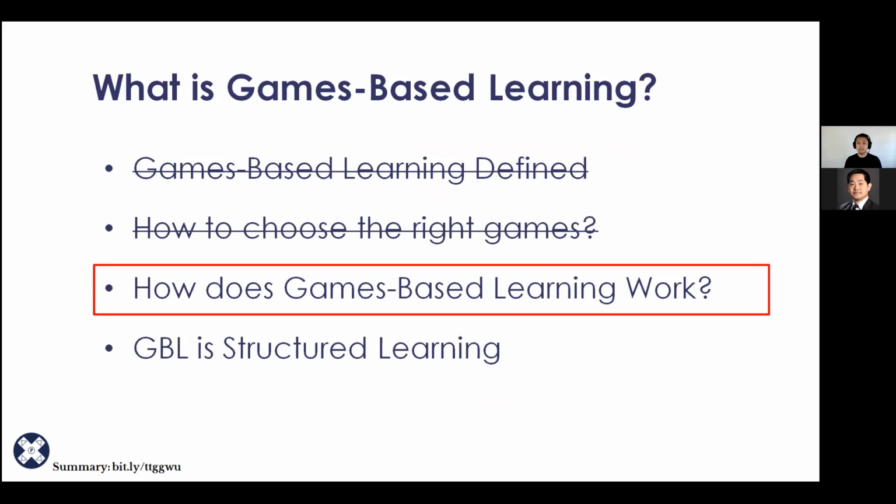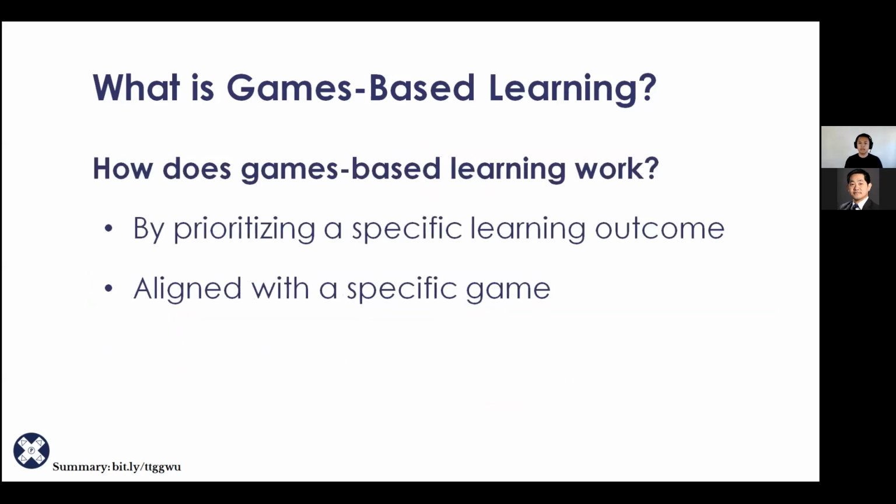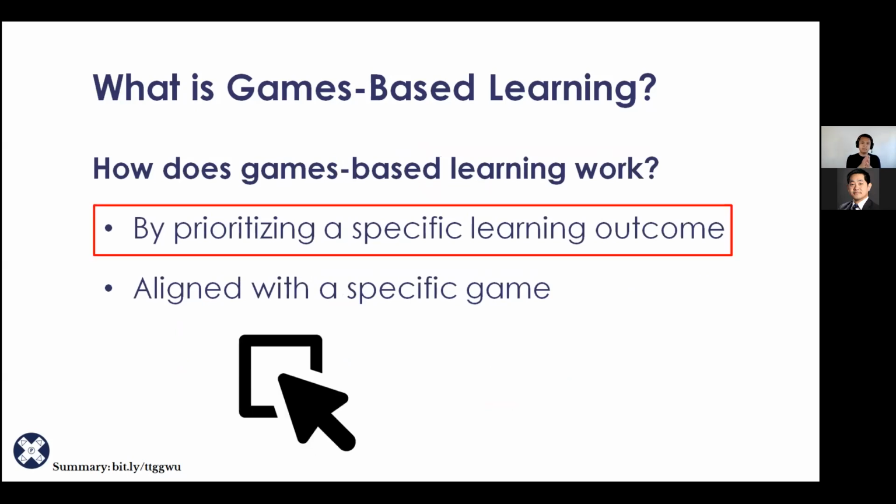All right, so the next concept I want to talk about here is, how does games-based learning work? So two areas that I want to talk about here after you've chosen your specific game. So games-based learning works by prioritizing a specific learning outcome. Again, first you want to identify what is that skill, what is that outcome you want your students to achieve, and then selecting the appropriate game for that, and then prioritizing that as a specific learning outcome.